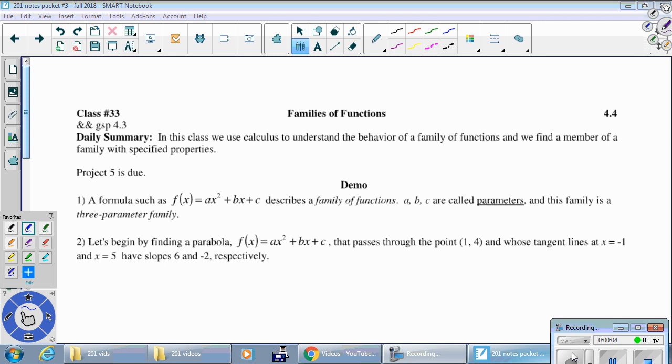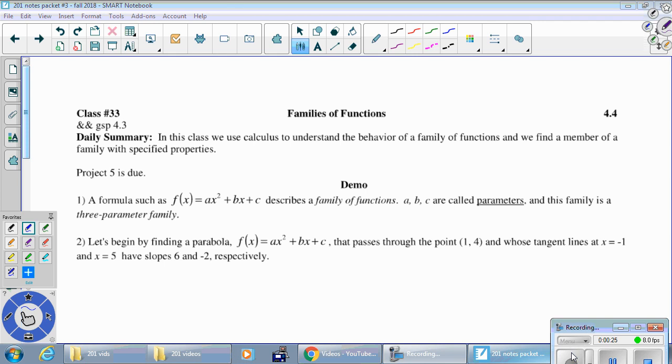Lesson 33, Demo. In this class, we use calculus to understand the behavior of a family of functions, and we find a member of a family with specified properties. A formula such as f of x equals ax squared plus bx plus c describes a family of functions. A, b, and c are called parameters, and this family is a 3-parameter family.